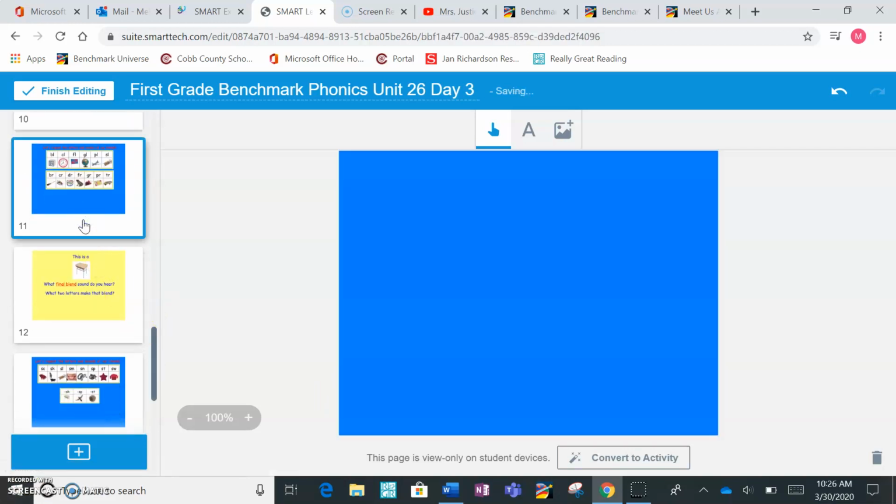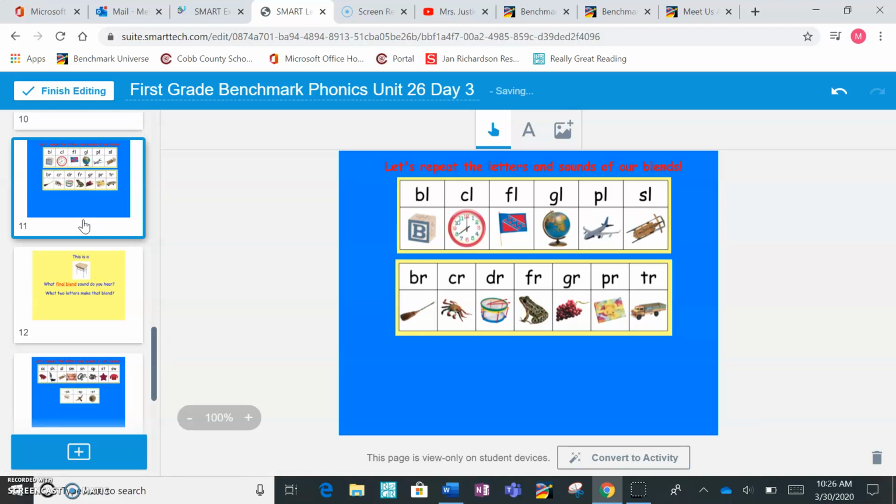All right, now let's do some L blends for the beginning of words. Bl, cl, fl, gl, pl, sl. Now let's do some R blends. Br, cr, dr, fr, gr, pr, tr.